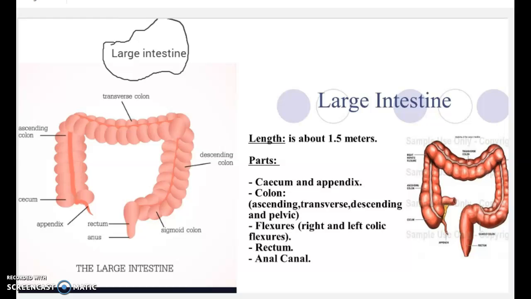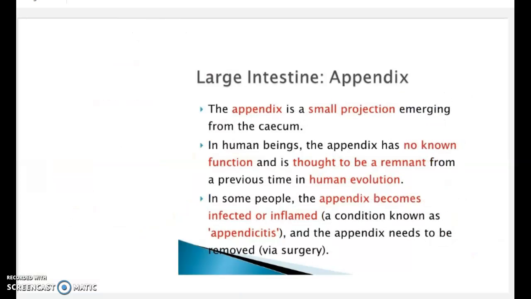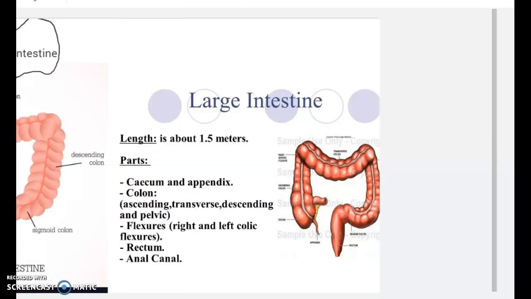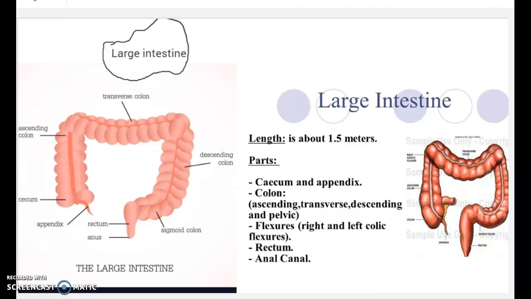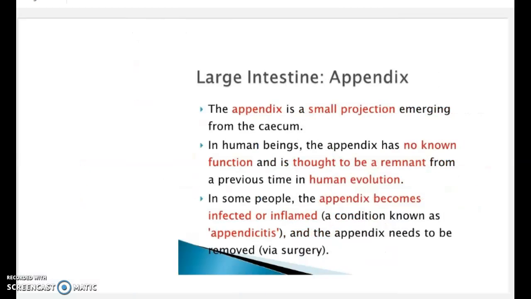Next we have to learn about the appendix. In the beginning, I told you that the inferior part of the large intestine, which is quite swollen, the cecum, is going to extend backward in the form of a blind sac-like structure which is known as the appendix. It has no known function, but some scientists believe it has some function in the body. So the appendix is a small projection emerging from the cecum.